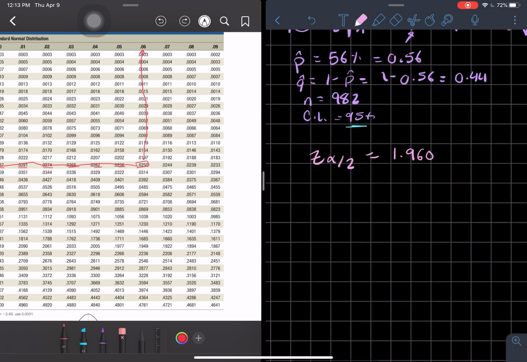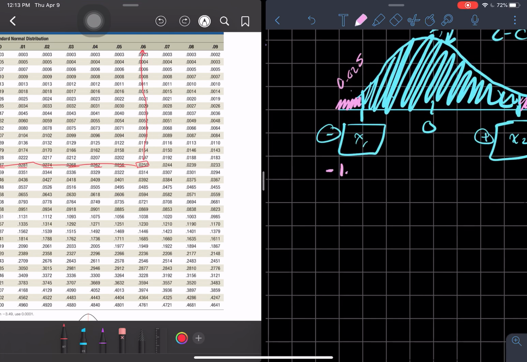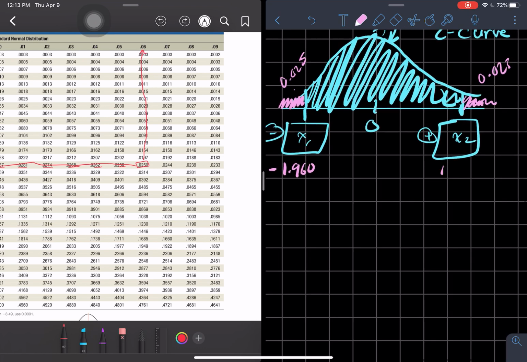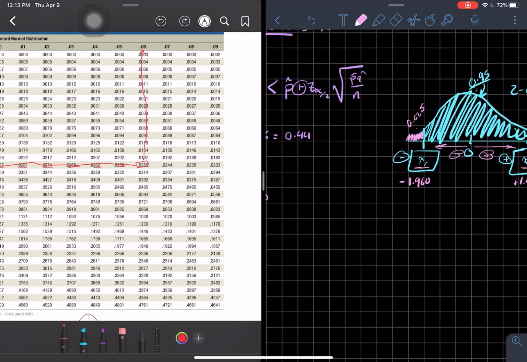Even though it is negative, just like the t alpha over 2, we only really care about the positive. Here this is negative 1.960, and this has to be positive 1.960. Even though one is negative and one is positive, we only care about the value, not the sign. Because the curve is symmetric, this is going to be the same value, just a different sign. One is to the left of 0, so it's negative, and one is to the right of 0, so it's positive. Now we know that.